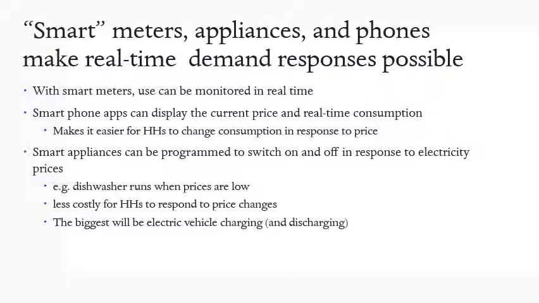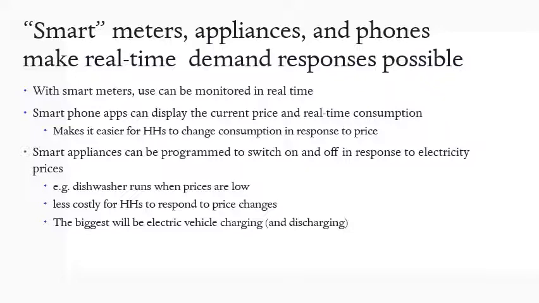Smart meters, appliances, and smartphones make real-time demand responses possible. With smart meters, use can be monitored in real time, and then smartphone apps can display the current price and real-time consumption. So in this world where real-time pricing exists with smart meters, smartphones, and smart appliances, you can look on your phone from wherever you are and see what the real-time electricity price is, and you can decide whether or not to run your appliances based on the electricity price. It makes it easier for households to change consumption in response to price.